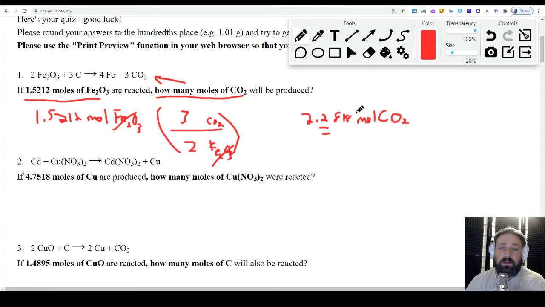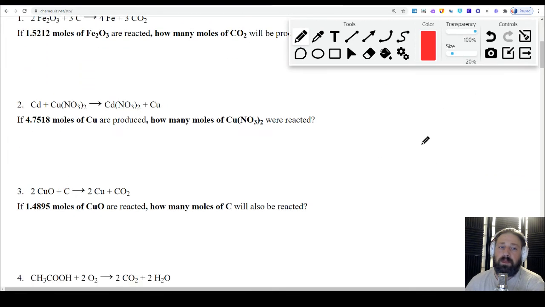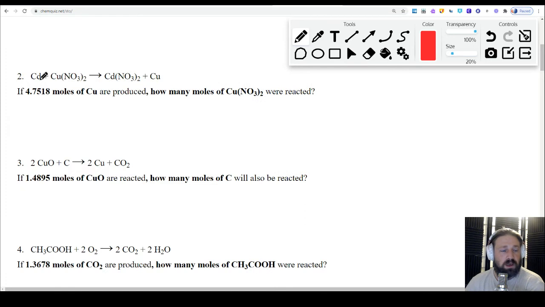And that's that. Done. Check mark. All right, next one. Here's some cadmium and copper nitrate. Looks like copper(II) nitrate is going to become cadmium(II) nitrate and copper. Again, another single replacement reaction.